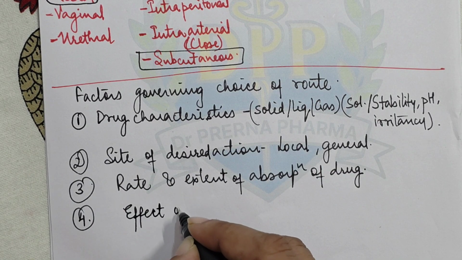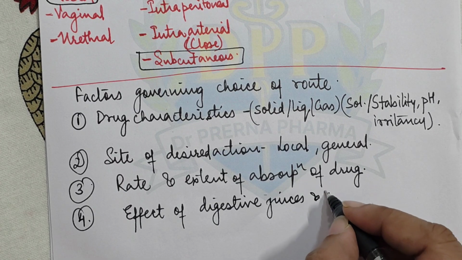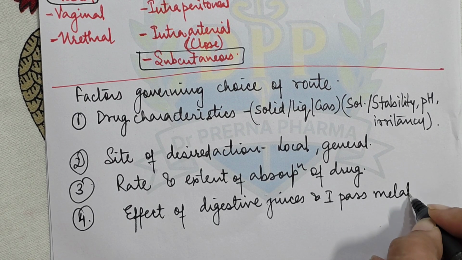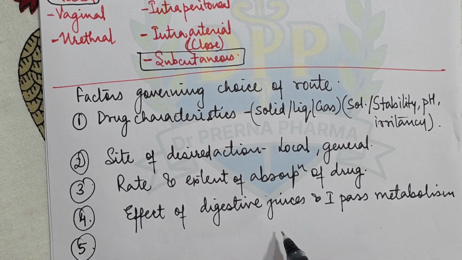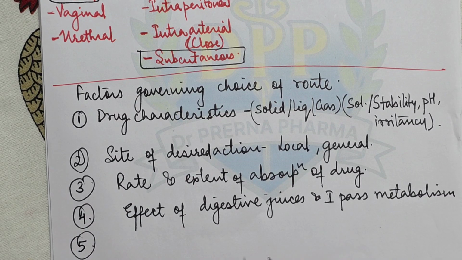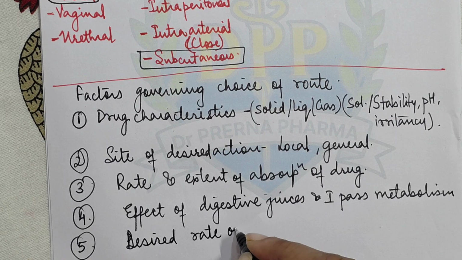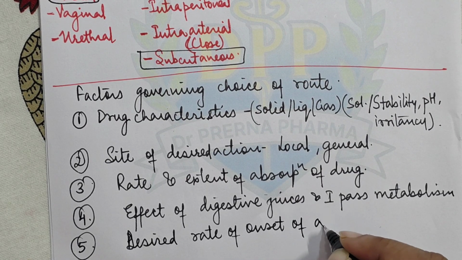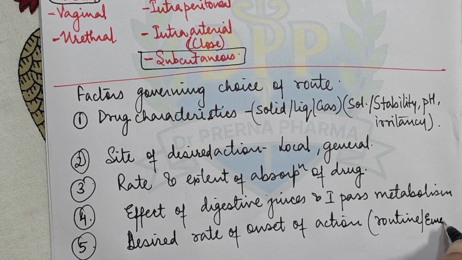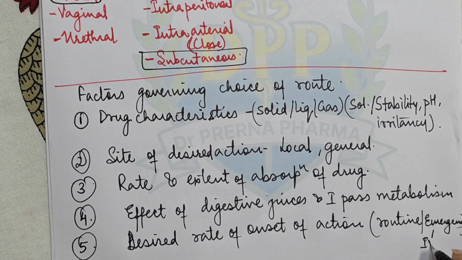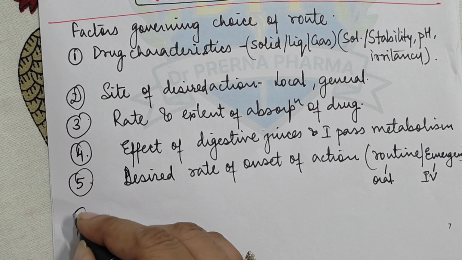Then, what is the effect of digestive juices and first pass metabolism on the drug? If it is taken by oral route, what are going to be the factors which affect its absorption? Then, what is the desired rate of onset of action? Is it a routine case or is it an emergency? If it is an emergency, we will use IV route. If it is routine, we can always give it by oral route. So the desired rate of onset of action is also important.